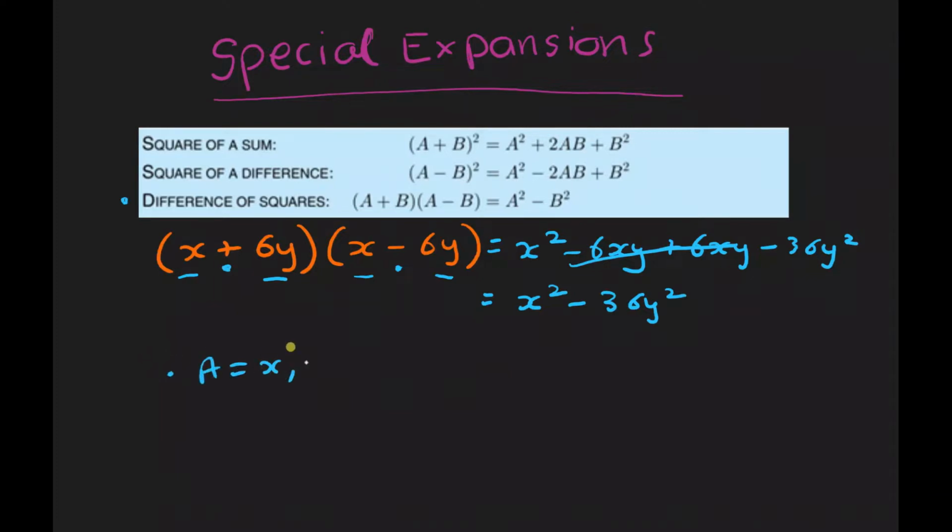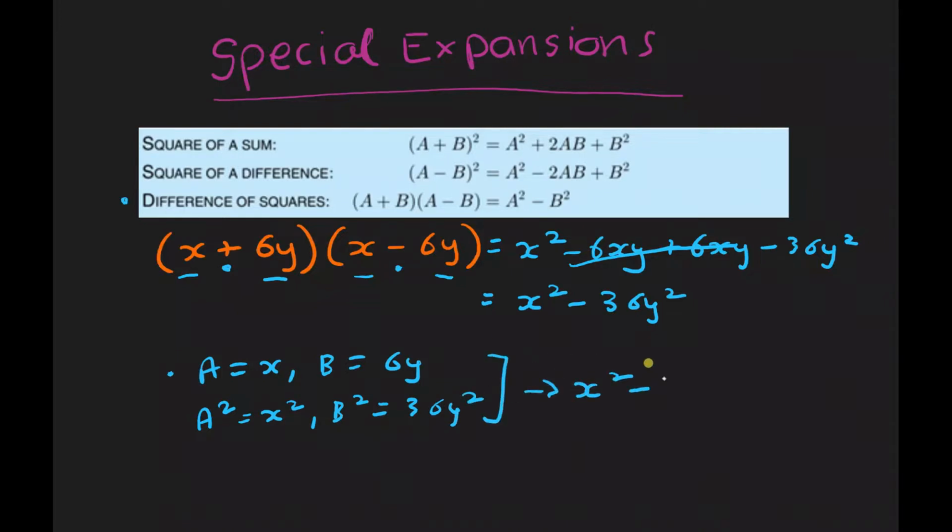The a represents x, b represents 6y, therefore a squared equals x squared, and b squared equals 36y squared, which gives us x squared minus 36y squared, which is again the same answer as previous.